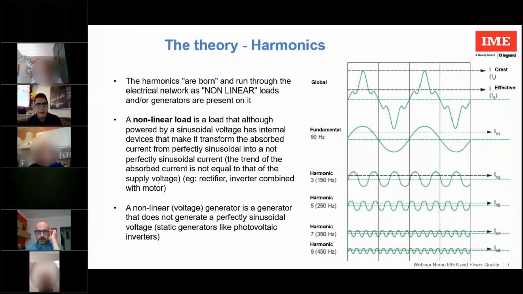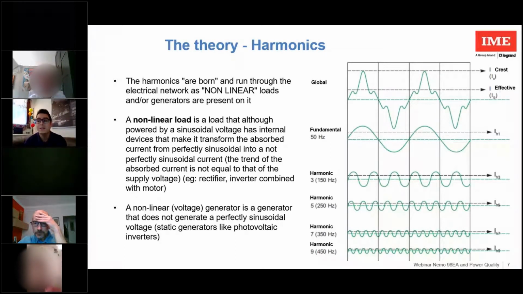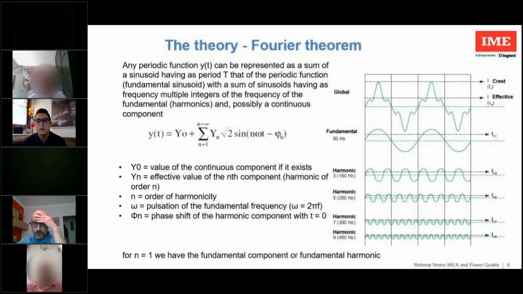Harmonics are created from non-linear loads or generators. The term non-linear identifies a load which, when passed a perfectly sinusoidal signal, disturbs it and changes it into a signal that is not entirely sinusoidal. Some examples are rectifiers and, among the most common, inverters. A non-linear generator, meanwhile, is a generator which generates a signal that is not perfectly sinusoidal, such as the static generators used in photovoltaic inverters. In the image, we can see an example of this disturbed sinusoidal signal.